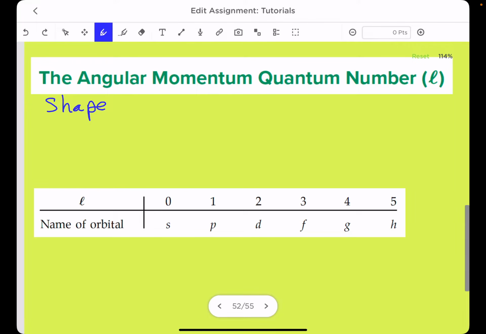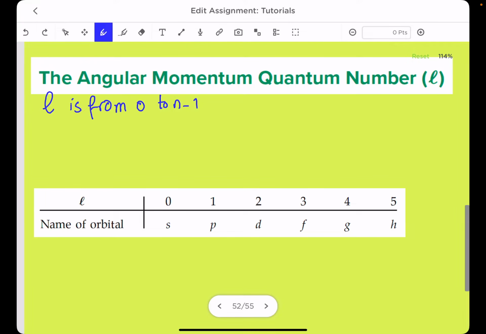The value of L depends on the value of the principal quantum number N. And L is from 0 to N minus 1. So L is from 0 up to N minus 1. So again, it's the shape of the orbital. L will tell us, is this electron in S, or is it in P, or is it in D, or in F, or G, or H? Now, I'm not going to reach G and H, but I'm just going to say it in a simple way.